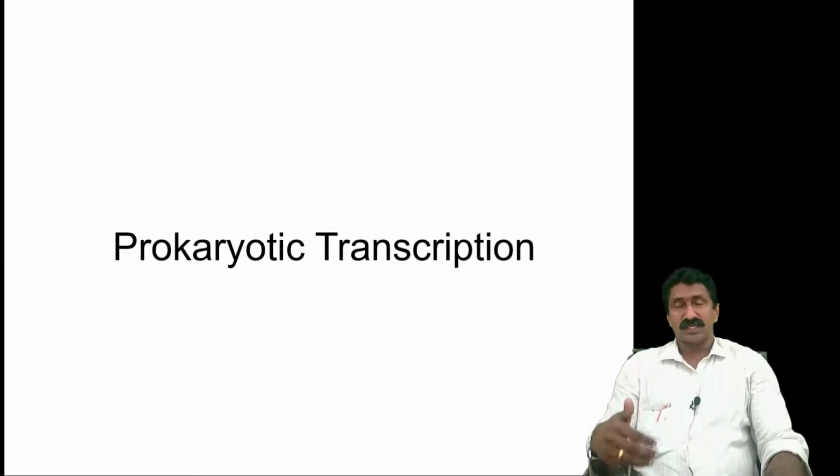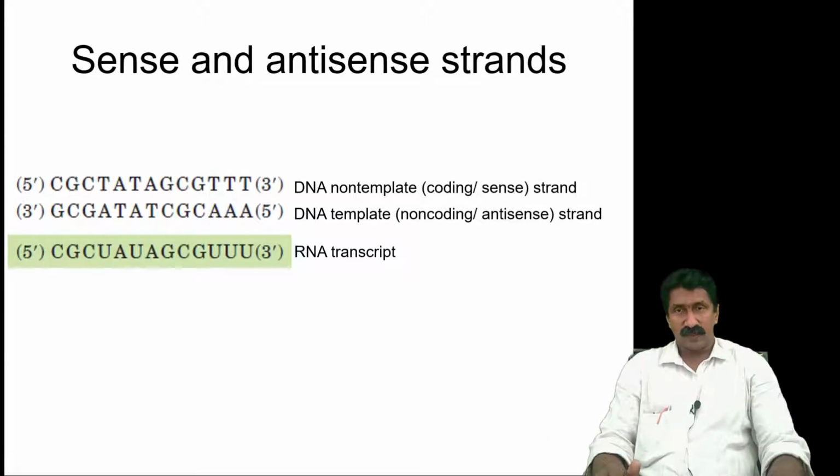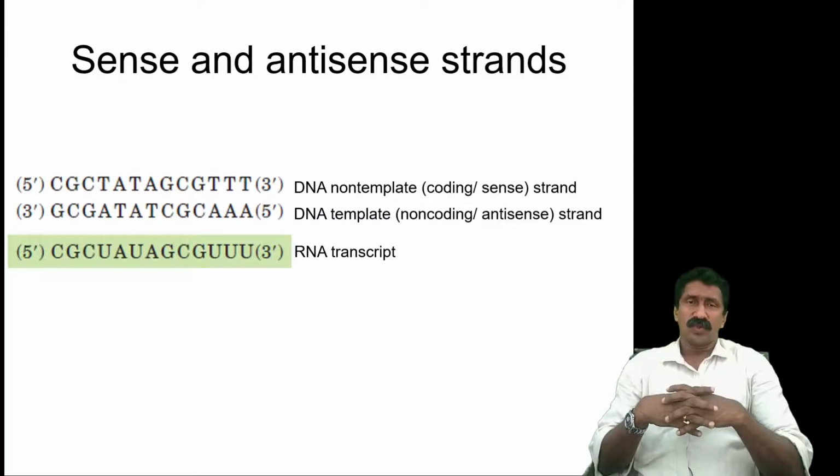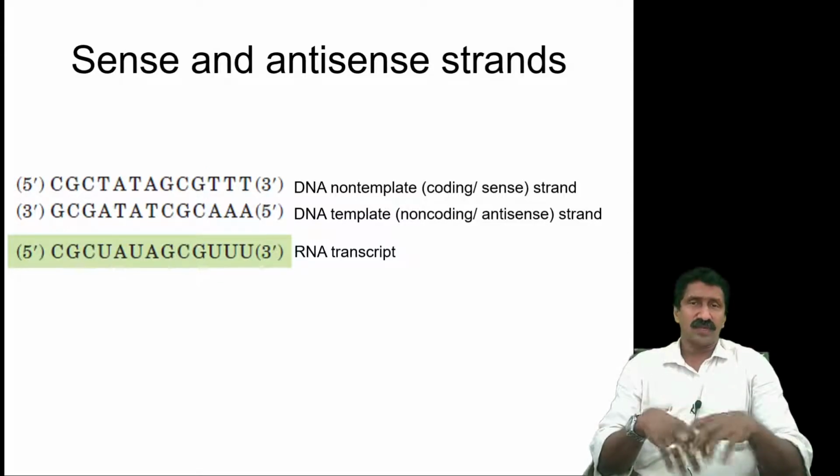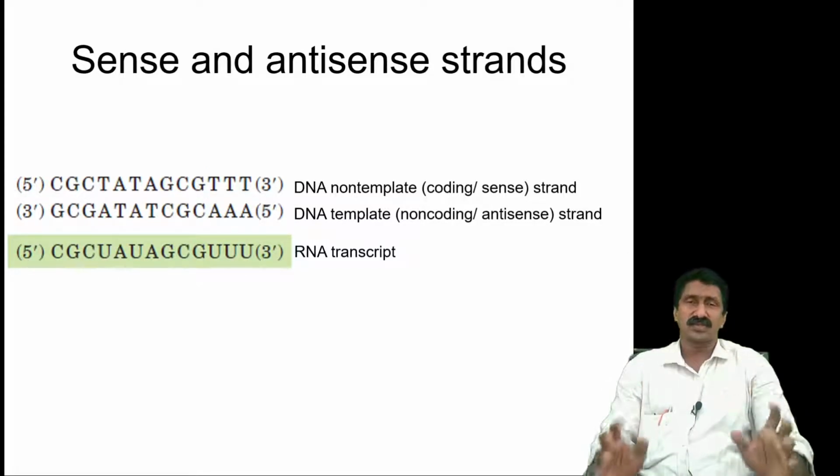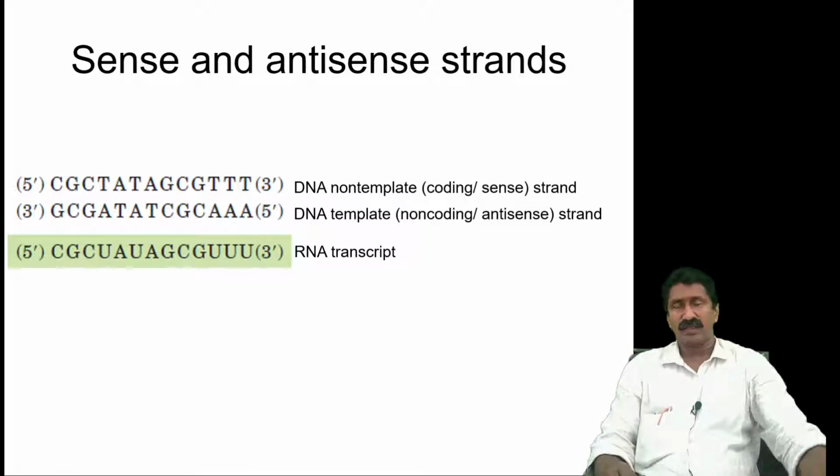Now we will discuss a little bit on prokaryotic transcription. Before moving on with prokaryotic transcription, we have to understand the sense and the antisense strands. Here, in this picture, we can see the 5' to 3' strand shown there, and the complementary strand, which is arranged in the 3' to 5' direction, which is also shown here.